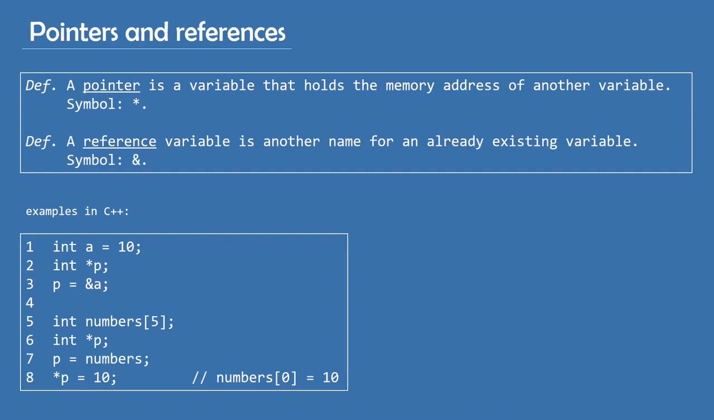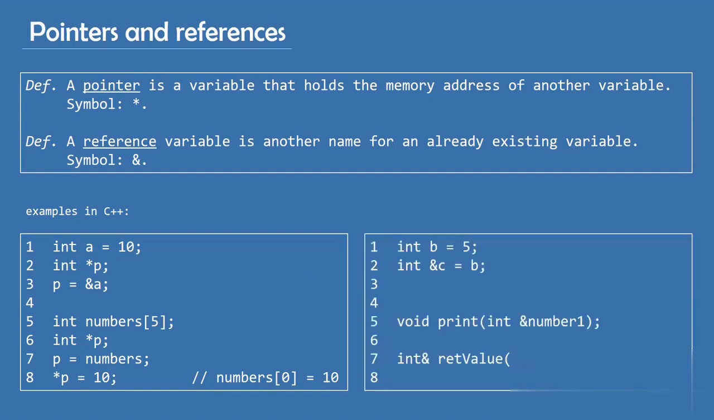and a reference variable is another name for an already existing variable. You can recognize it by the ampersand symbol. Here's an example for it as well. I'm giving examples in C++ because that's the language I'm currently learning and am familiar with.